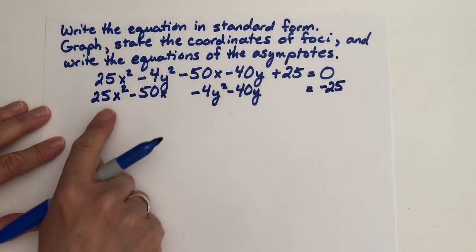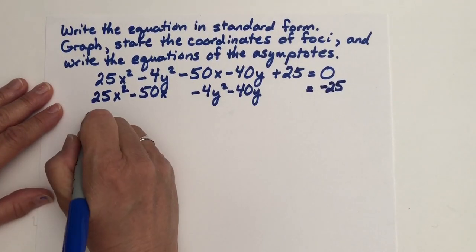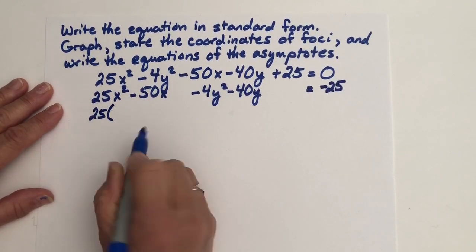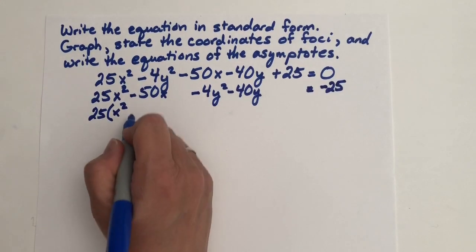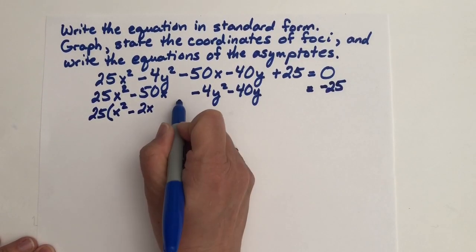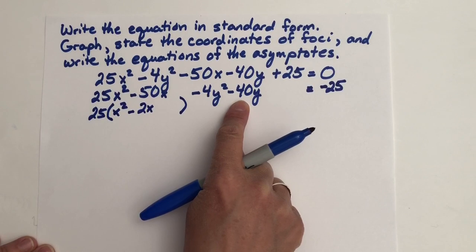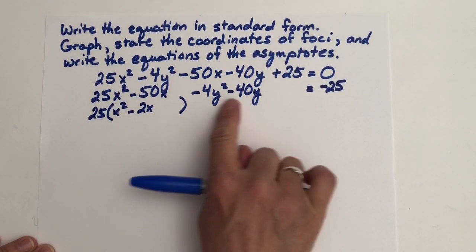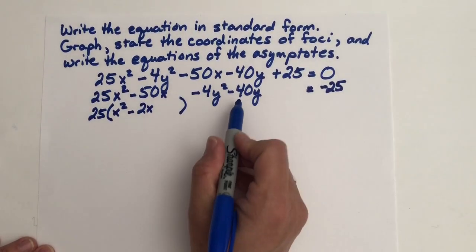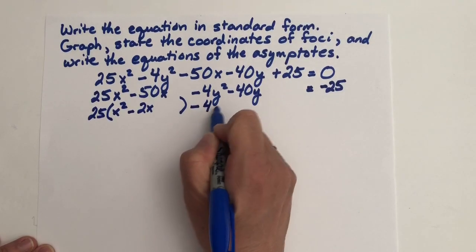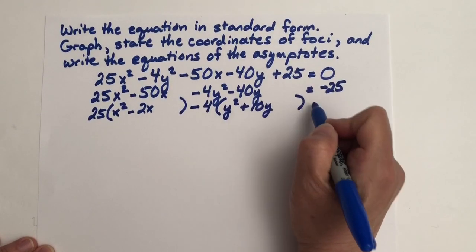Now to complete the square, I want the coefficient of the x squared to look like a 1, so let's factor out the 25. Conveniently, 25 goes into 50 evenly, so the factoring is not a problem here. And I'm going to leave a space for the number that I do want. And here I need to factor out the coefficient of negative 4, being careful to factor out negative 4 from this term as well. Sometimes people make a mistake there and forget to factor out that sign. So we would have y squared plus 10y, and I'm leaving a space for the number that I want.